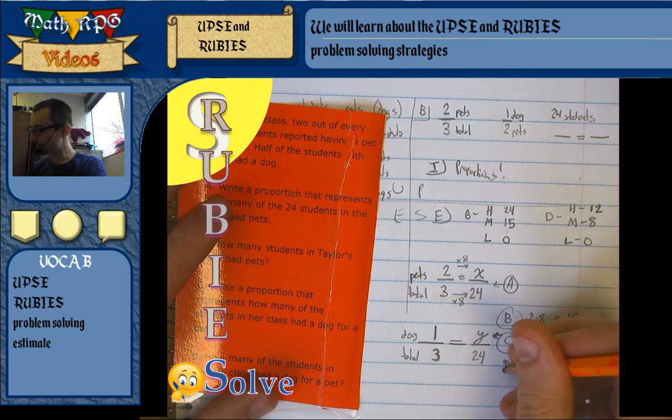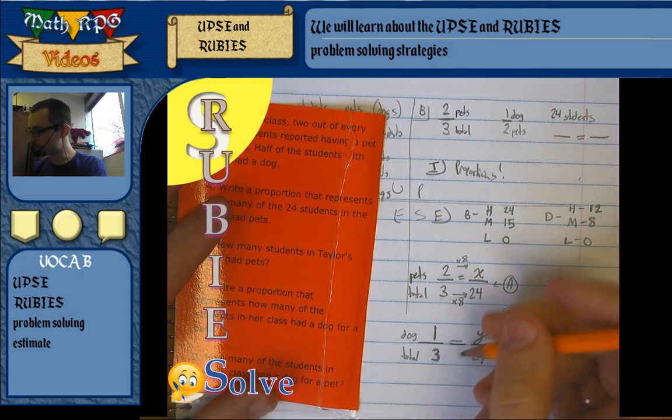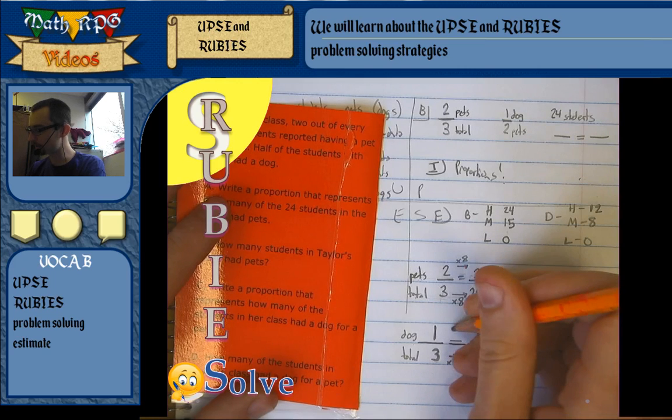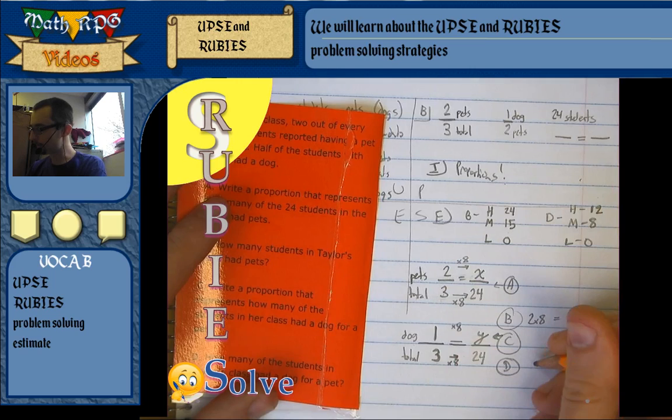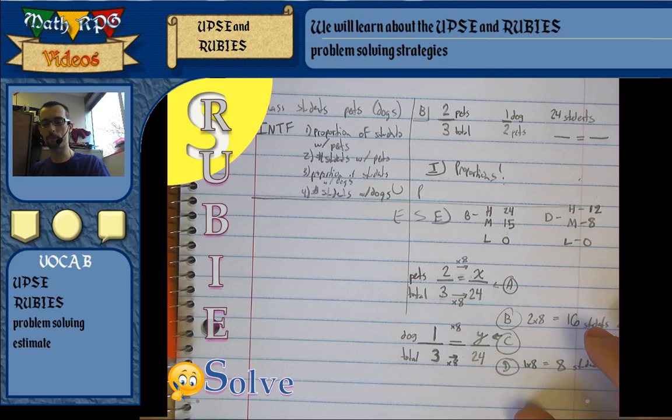And then lastly, part D, my work is going to be exactly the same. Here I multiplied by 8, so I'm going to do that same thing for my work here. 3 times 8 is 24, so 1 times 8 will give me my answer. 8 students with dogs. Okay, so my problem is solved.